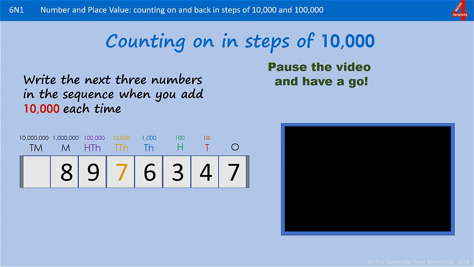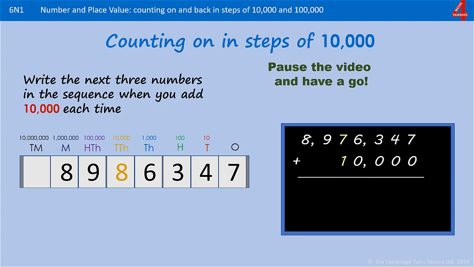Looking at the 10,000s column, you have a 7, and that's just going to go up to 8. None of the others will change, and once again we'll quickly look at what that is written down so you can see why that happens. The 6,347, they just have zeros added to them, so they stay the same. The 70,000 has another 10,000 added to it. In that column we have 7, add 1, so that becomes 8, which is 80,000. And the 8,900,000, they stay the same. So there's your first number in the sequence.